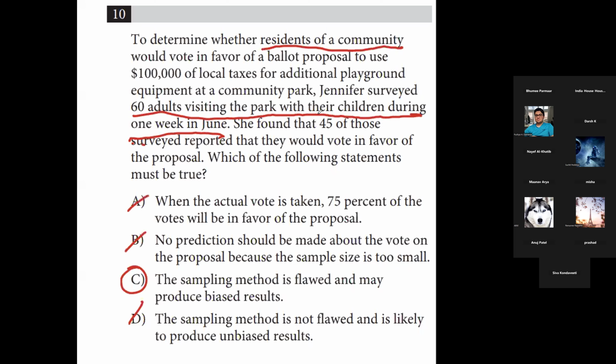There are lots of people who don't have children. There's also lots of people who don't visit the park. And there's also lots of people who might not be there in June. So we can't extrapolate this to all residents in a community.